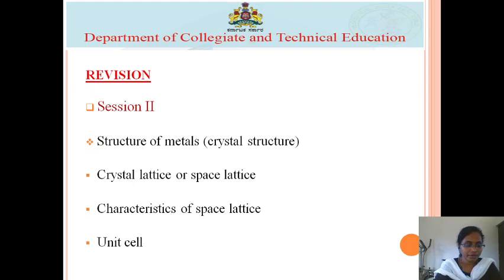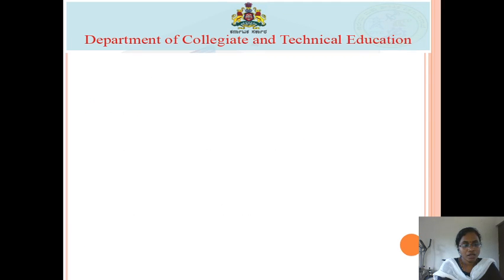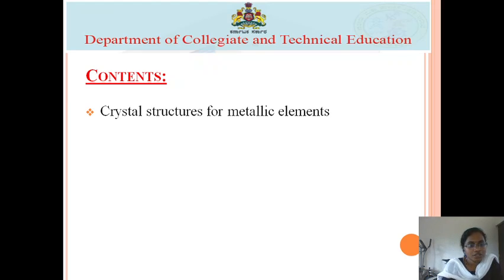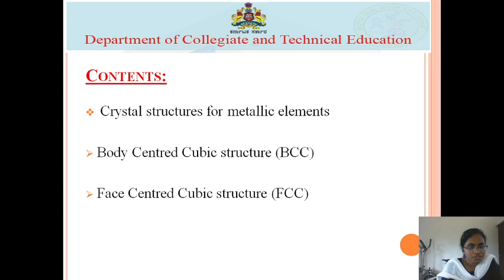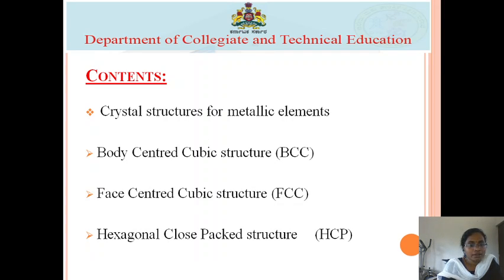In one simple example I can tell, if you consider one wall which is built with the help of a number of bricks, the complete wall can be treated as a crystal lattice, and the bricks which are arranged in a pattern to build a wall, that one brick can be treated as a unit cell. Next move to this session's contents, that is crystal structure, body centered cubic structure, face centered cubic structure, hexagonal close packed structure. We will study in detail about this.